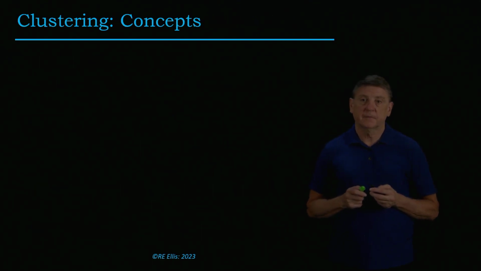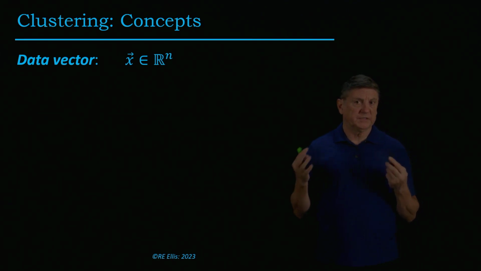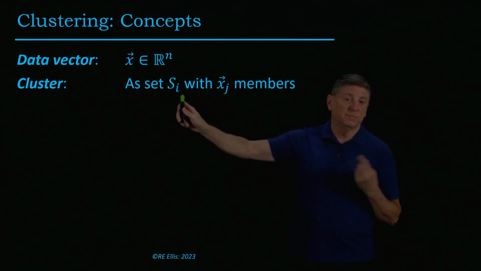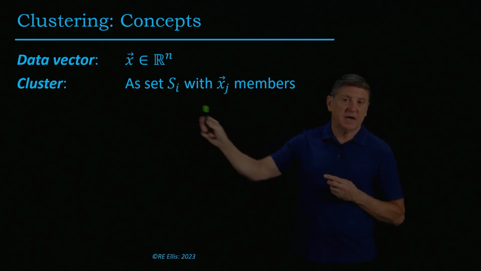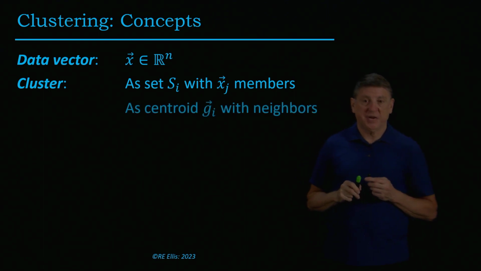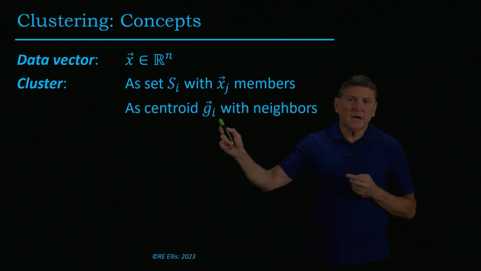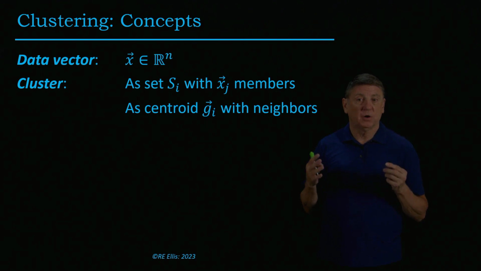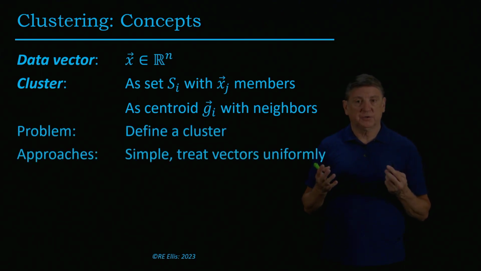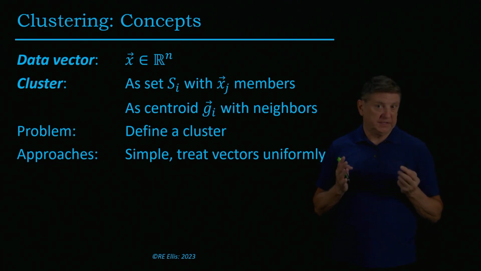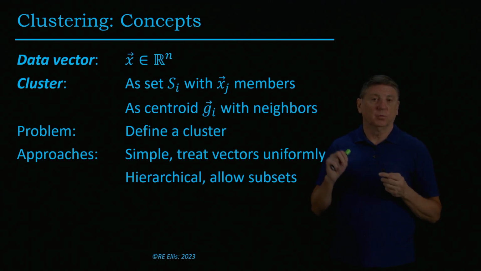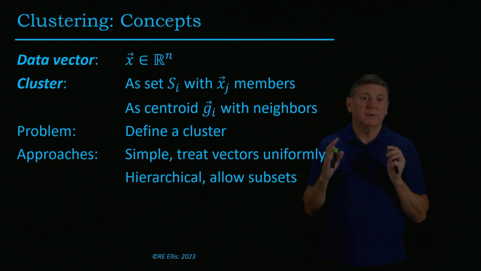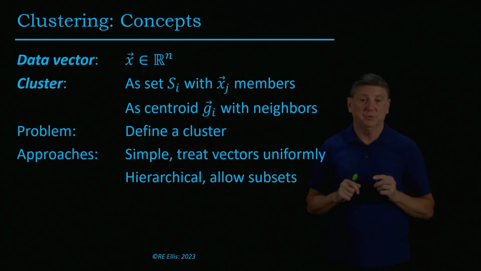So the concept in clustering is, now suppose that we're given some data vectors, and we'll define a cluster as a set with members. So for now, we'll denote the set using the index I, and we'll denote the vectors using index j. A centroid we'll denote with the symbol g, and we'll say that this centroid has neighbors, and these neighbors are in the cluster. So how do we define a cluster? Well, one way is we can just say everything is in it, or we can allow subsets. So we could say we'll have this cluster and everything that's in the cluster is just in it, or we might say we're going to have subsets and we'll combine those into a bigger cluster.